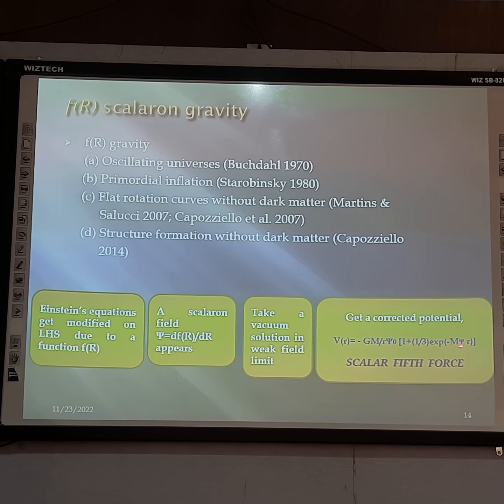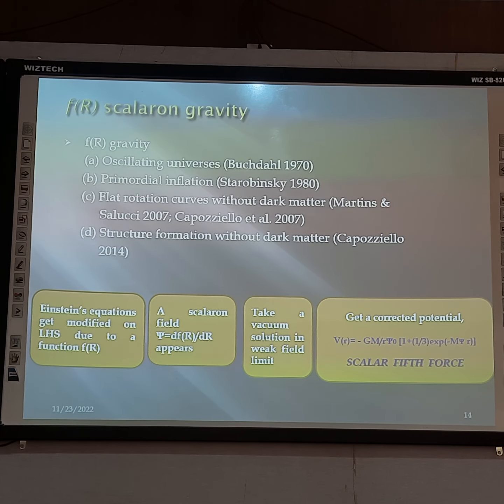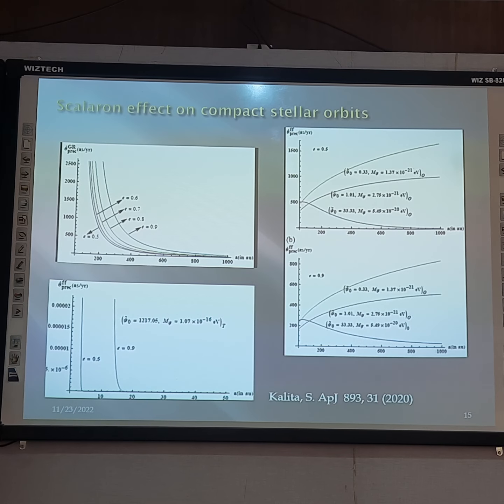But if you look into the second term, it gives you a Yukawa correction, e to the power minus m_psi r, where m_psi is the mass of the scalaron field, which we call the scalaron degree of freedom. And this is known as the scalaron fifth force. I used the term fifth force in my paper, in the next paper, where I was trying to use f(R) gravity to test near-pericenter black hole.